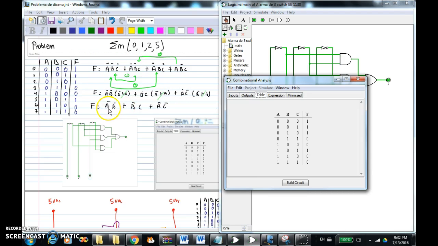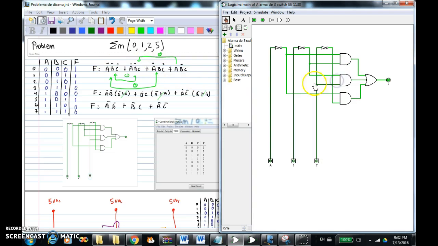Why is it correct? Because we designed the simplified form, and we obtain the same result as the big one, right? All right.